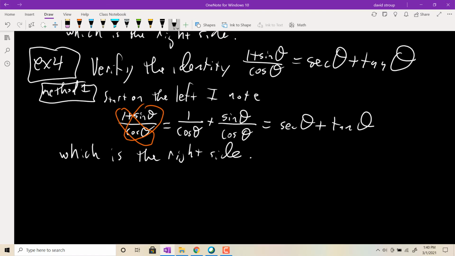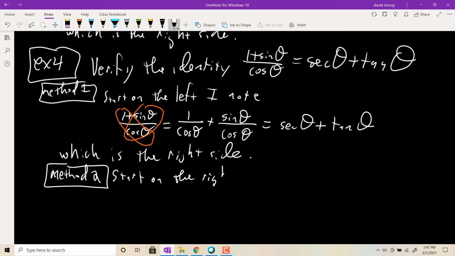And the deal here, I haven't had to do this yet, but I'm going to start on the other side. Maybe you looked at that expression and thought the right-hand side was more complicated, and you could start on that side. So that's what I'm going to do. Start on the right and note, so I'm starting this time with secant theta plus tan theta.